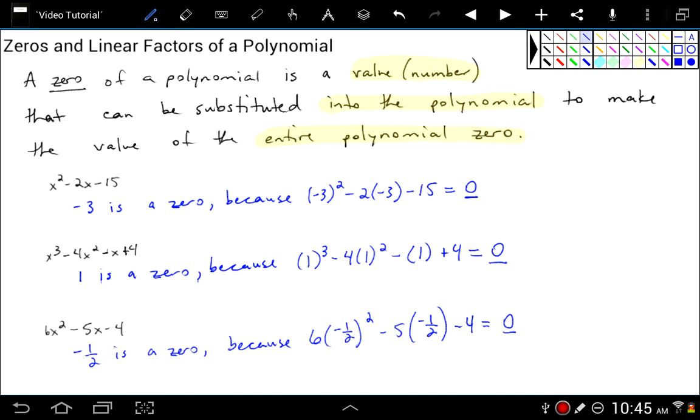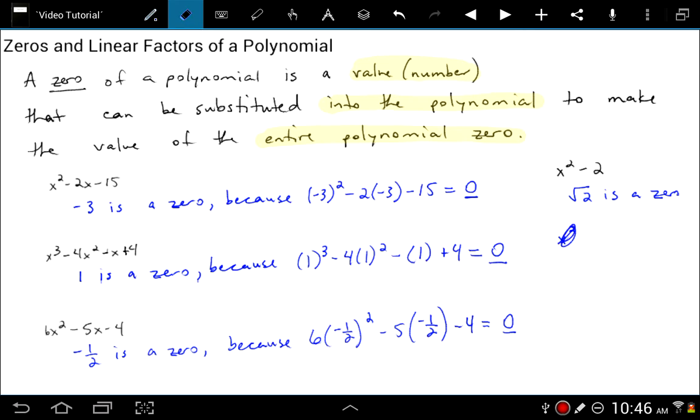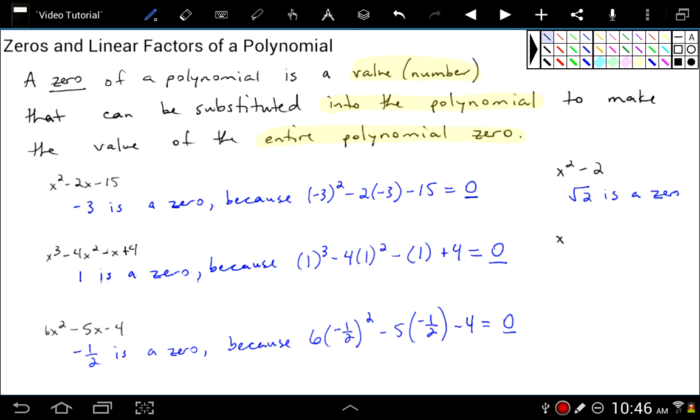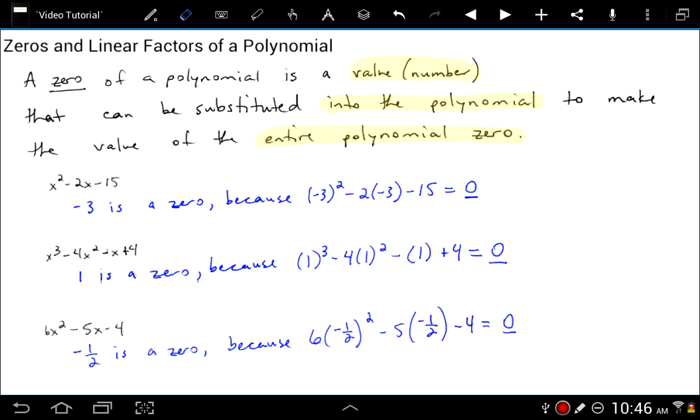Real quick, let's look at a couple other examples, such as x squared minus 2. In this case, the square root of 2 is a 0. If you plug square root of 2 in for x, you'll get 0. x squared plus 1, i, the complex number i, is a 0. i squared plus 1 equals, when you square i, you get negative 1. Negative 1 plus 1 is 0. So i is a 0. I just want to show you an example of an irrational number, these square roots that aren't very nice, and a complex number that are zeros as well. Very good. Now, we understand what zeros are.